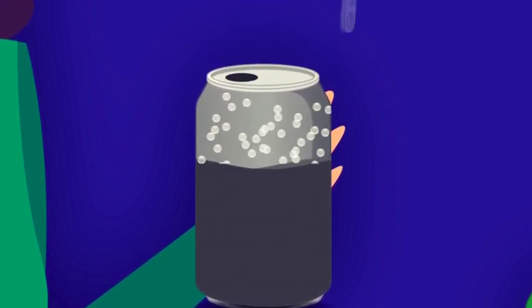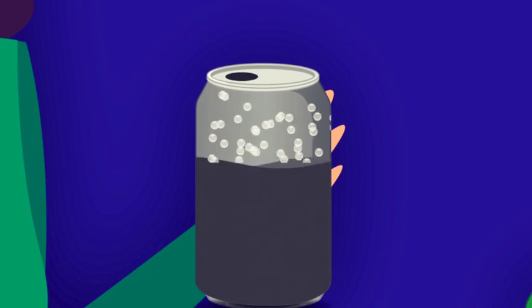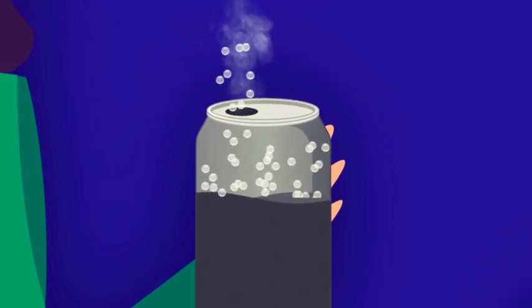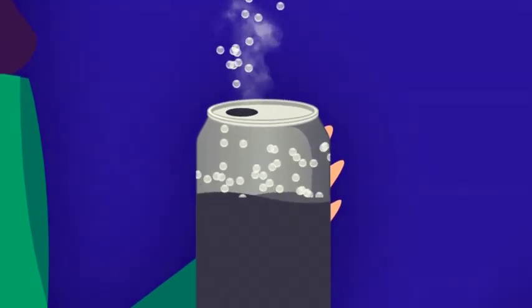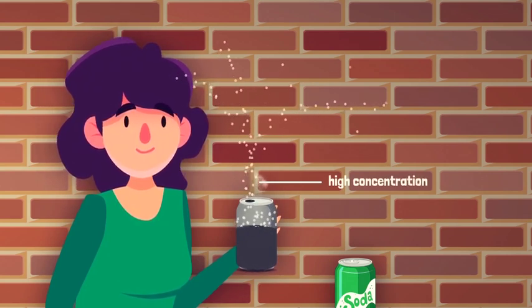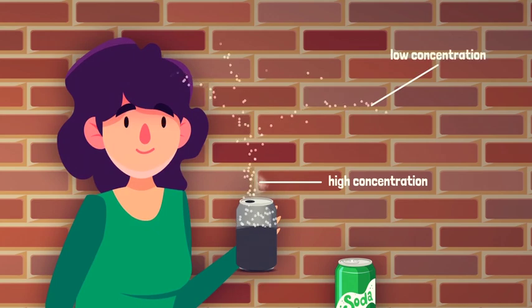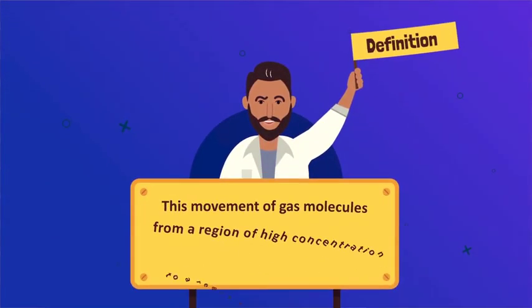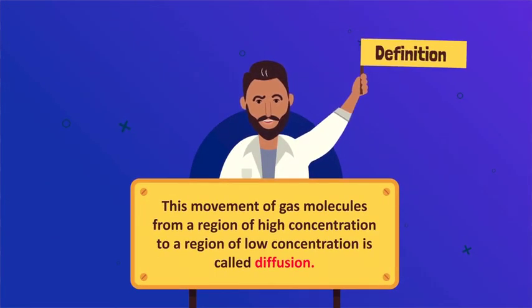That's why when Maria opened the soda can, carbon dioxide gas escaped into the air quickly. The gas was present in the can at a high concentration. However, when it was released into the surroundings, it traveled to a region where its concentration was low. This movement of gas molecules from a region of high concentration to a region of low concentration is called diffusion.